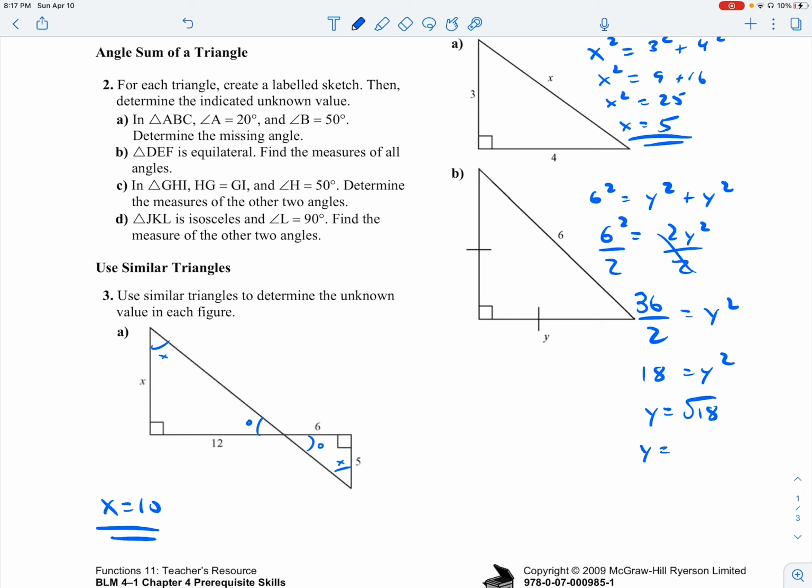We know how to simplify these radicals. So the largest perfect square factor is 9. So I have root 9 times 2. And I can write this as 3 root 2. I'm keeping this as exact.